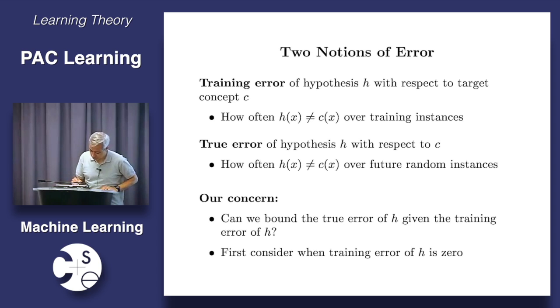And now, of course, we have two notions of error. Training error is the probability that H differs from C on training instances. And the true error is the probability that H differs from C over future instances that are chosen at random from curly D. What I'm really interested in here is the relationship between these two. So I would like to bound the true error of H given the training error of H. I've seen how often H differs from C on the training data. I want to estimate how often it's going to differ from C on the data that I haven't seen. That's the goal here.